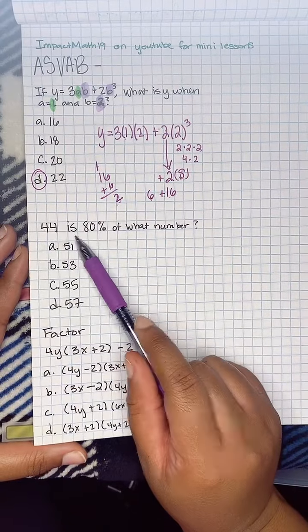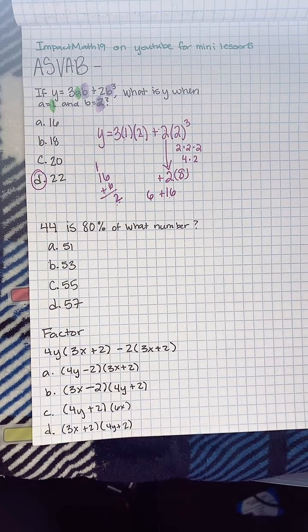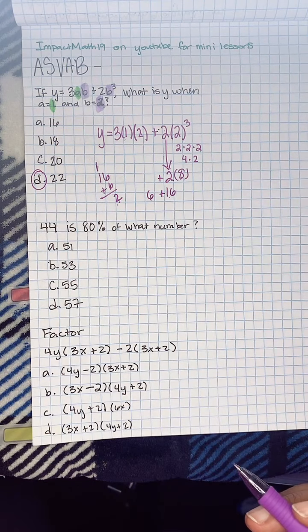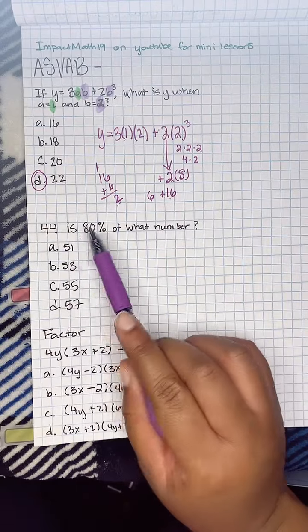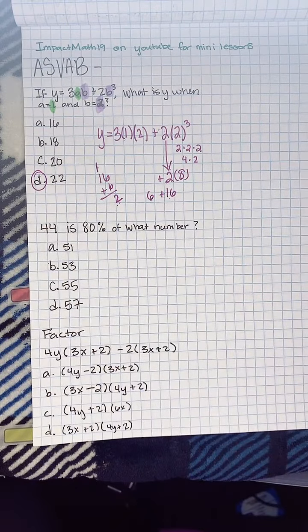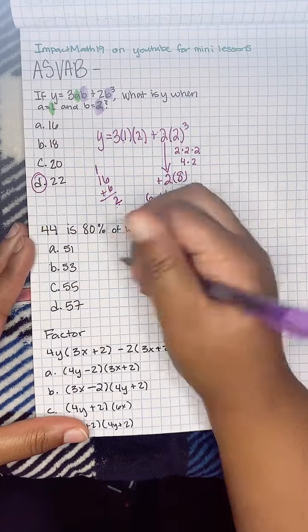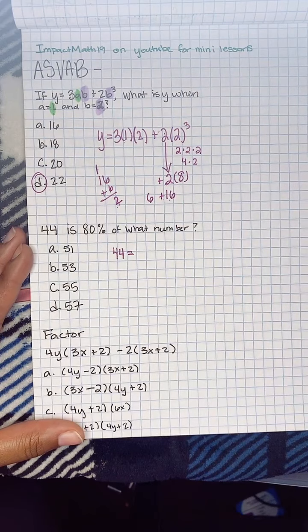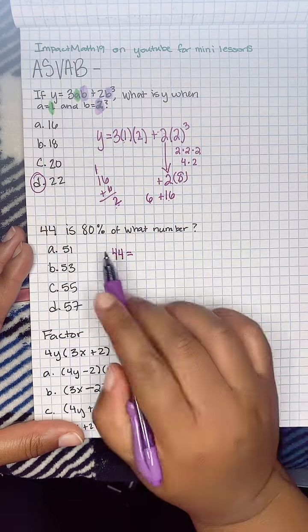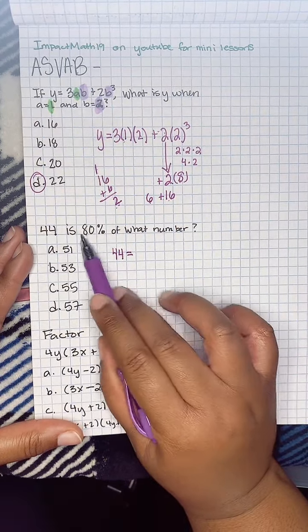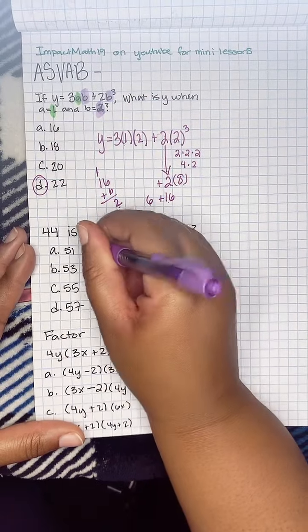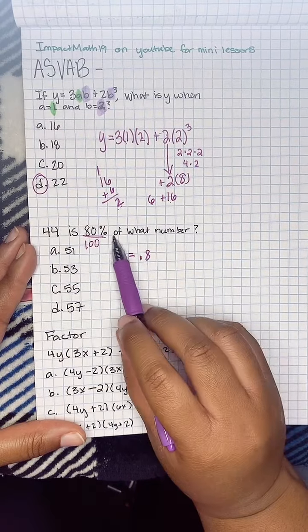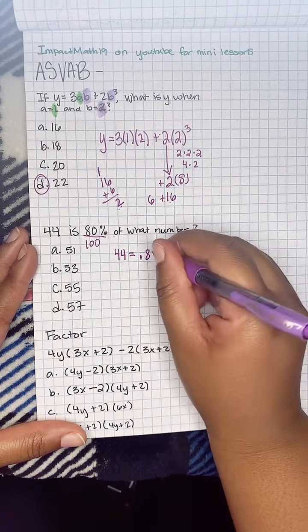Okay. So 44 is 80% of what number? So how we can set this up, you guys, we're going to do 44, is means equal. Now, we can never leave this as a percent, okay? So we're going to divide this by 100, and we're going to write it as 0.8. And then of what number? I don't know. So I'm just going to put an x.